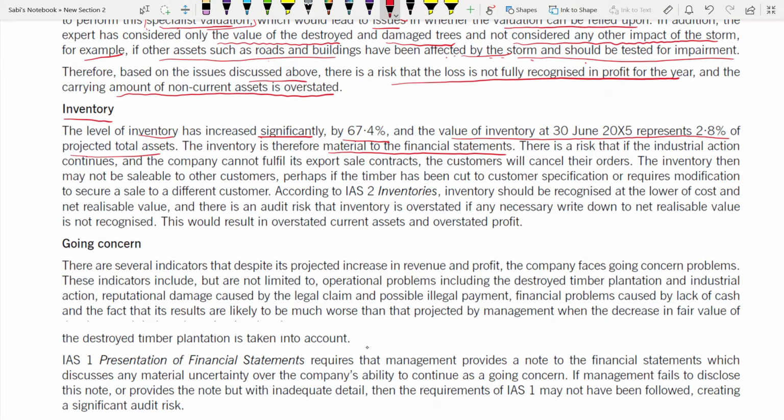There's a risk that if the industrial action continues, the company cannot fulfill its export sale contracts. That means they'll be having a huge amount of inventory and they will not be able to sell that to the customers. If the industrial action continues, the customers will cancel their orders. You see, there you are linking so many things to that inventory. The industrial action you are linking to the inventory, because if industrial action continues, you cannot sell, orders will be cancelled, hence your inventory will keep increasing. So the inventory then may not be saleable to other customers. Perhaps if the timber has been cut to customer specification or requires modification to sell to a different customer.